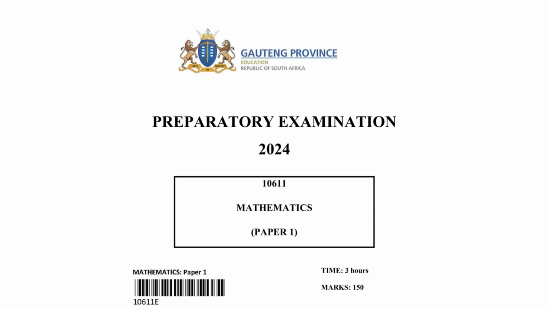So here we have the 2024 Matric mock exam written in the Gauteng province. It's Mathematics Paper 1, 3 hours long, 150 marks.